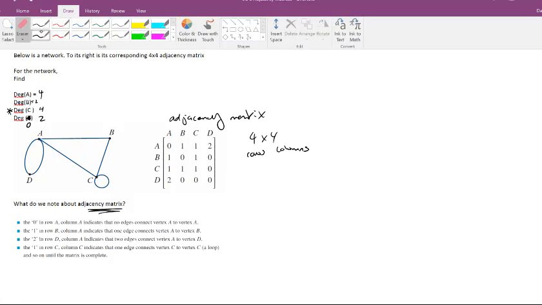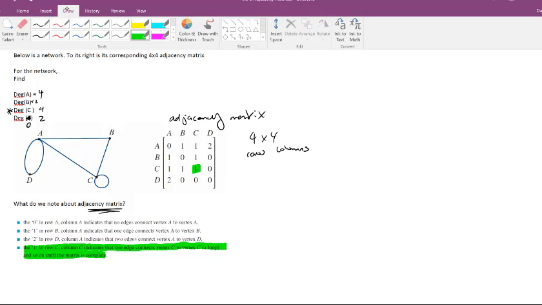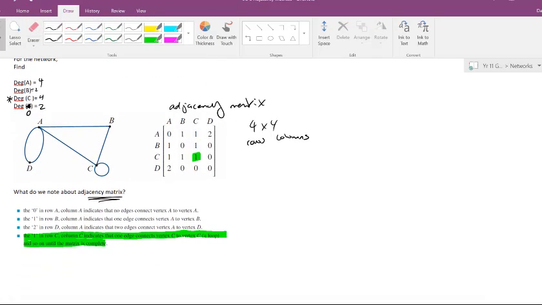Now the one that's different is C to C. So in the past we've said that C counts as a degree 2. In this one, the adjacency matrix, it's only one connection. Alright, the 1 in row C, column C indicates that one edge connects vertex C to vertex C, which is a loop. So in adjacency matrices, we're looking at the number of edges, not the degree.